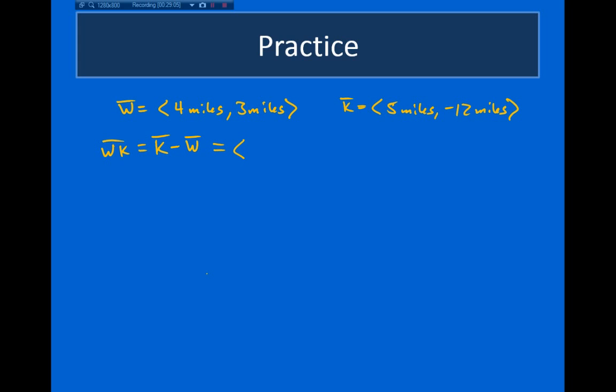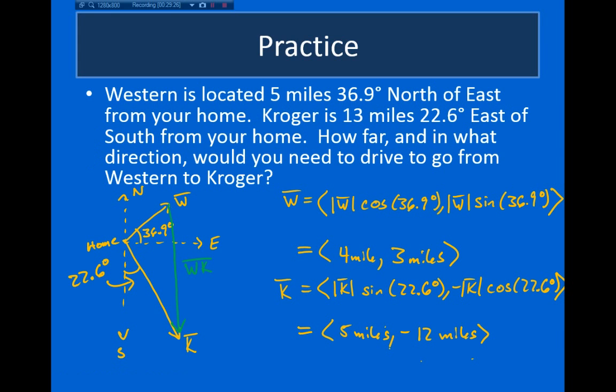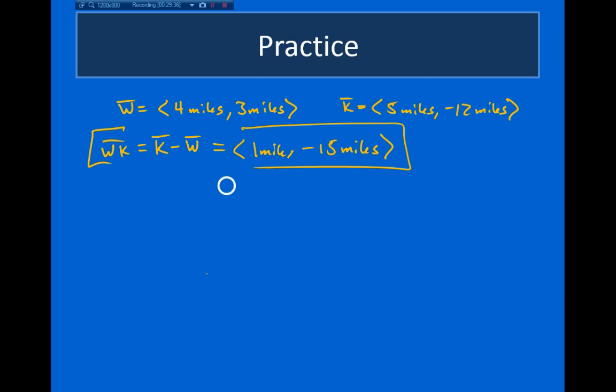And so I take 5 minus 4, that's 1 mile. And I take minus 12 minus 3, so that's going to be negative 15. So this is the vector that points from Western to Kroger's in component form. But if we look at the problem, I said how far and in what direction. So that means I need to rewrite this in magnitude and direction.